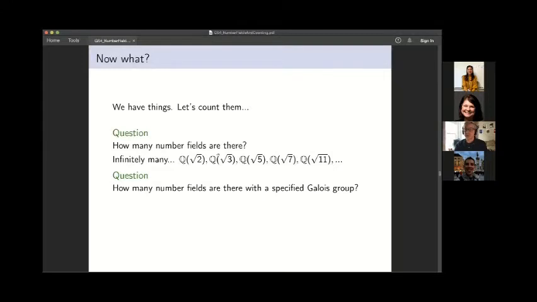So maybe we can refine the question a little bit, and we can ask, how many number fields are there, but with a specified Galois group, so some specified structure.